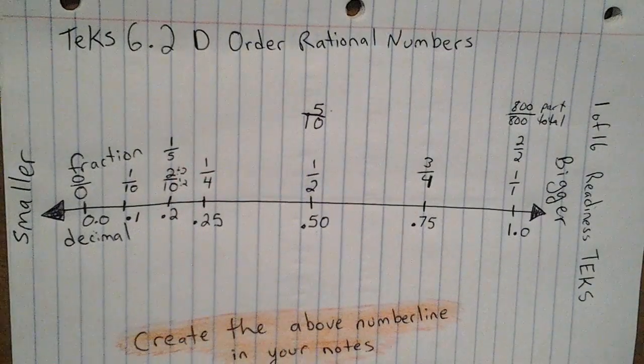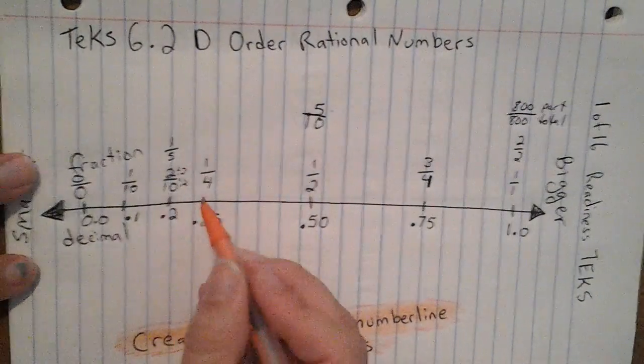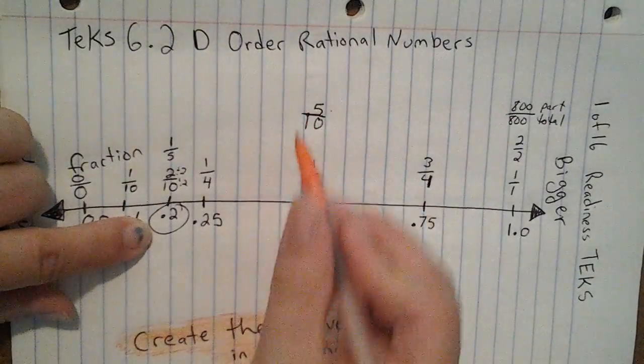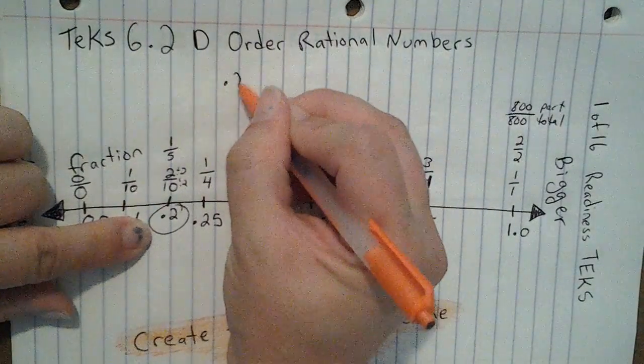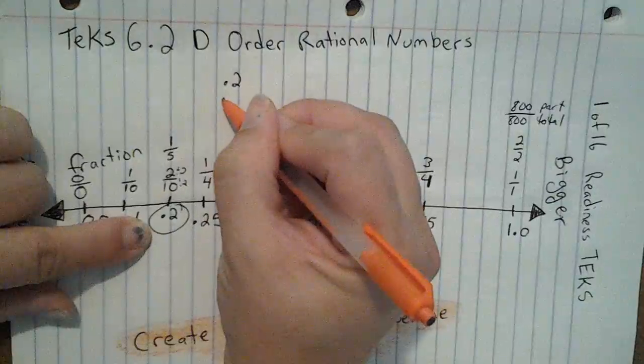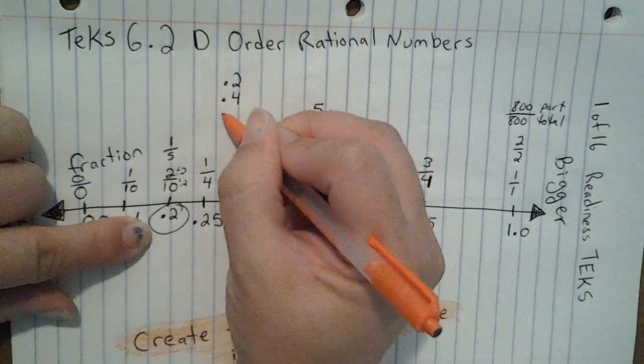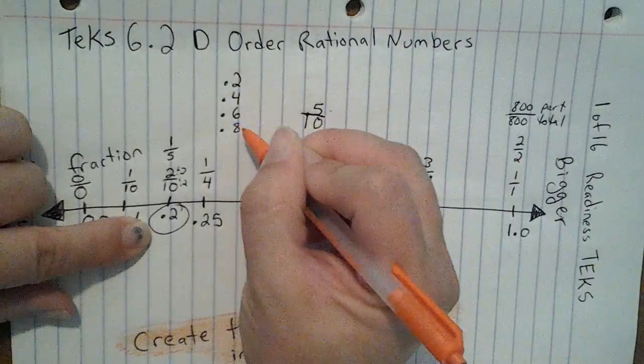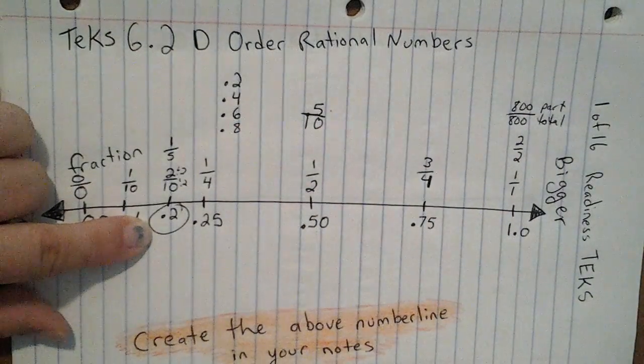An easy way to memorize your fifths is to look at this number here. All of your fifths are going to be these even numbers. 1/5 is equal to 0.2. 2/5 is equal to 0.4. 3/5 is equal to 0.6. 4/5 is equal to 0.8. And of course, 5/5 would be 1 whole.